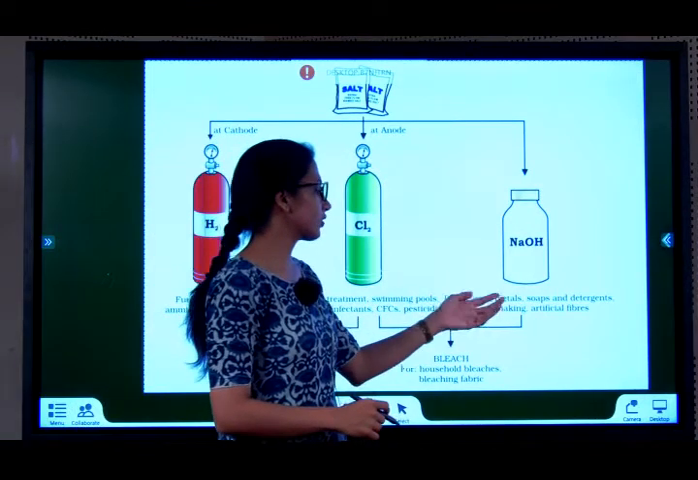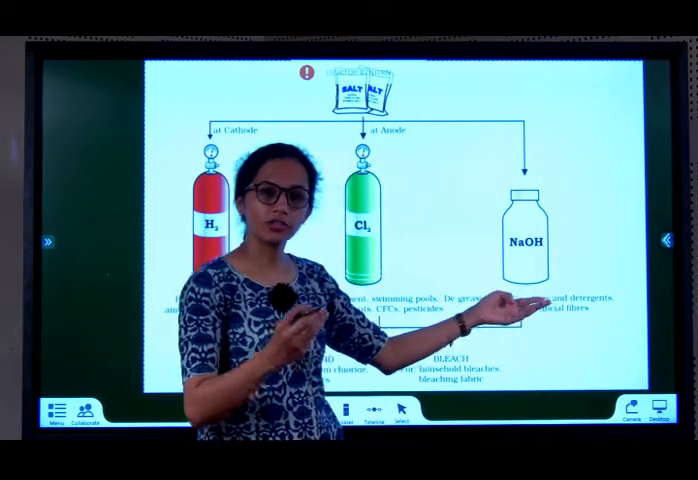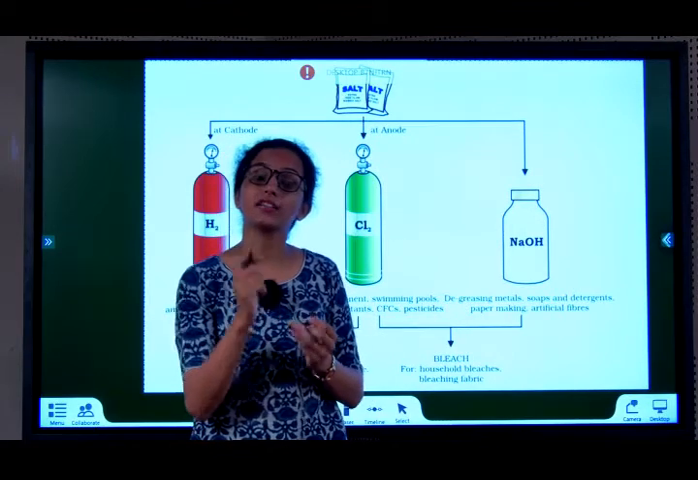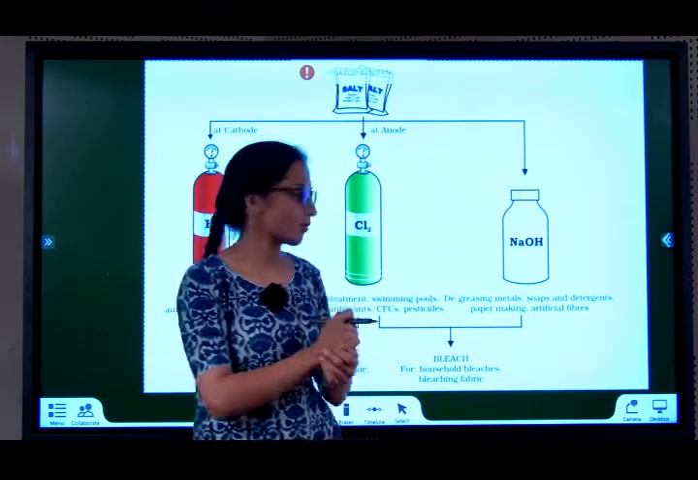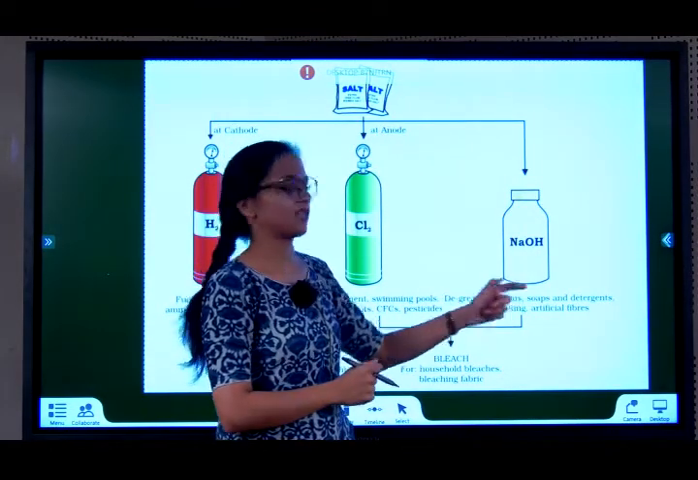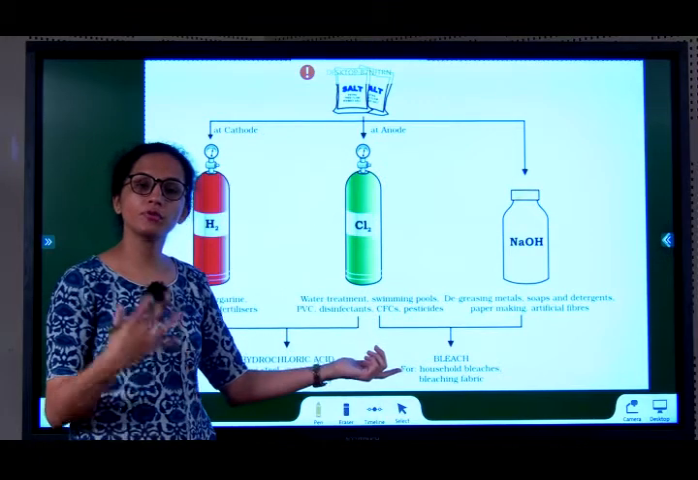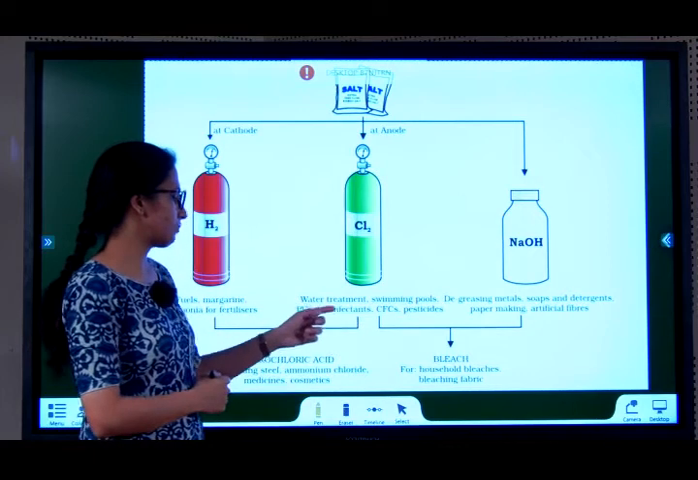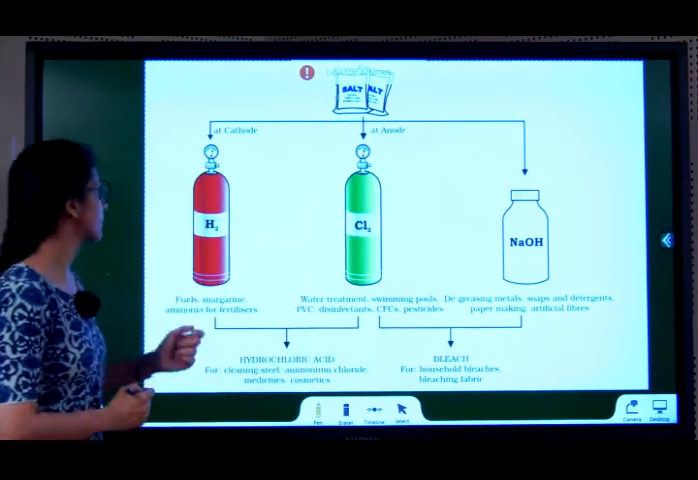NaOH, the caustic soda, is used in degreasing metals, soaps and detergents. Caustic soda is used in detergents. You can see in some of the Dhobi Ghats, even till today, they don't use a direct soap. They use caustic soda to wash their clothes. Paper making, artificial fibers. Chlorine gas, we all know it's used in swimming pools, which is why we say chlorinated water. Water treatment, PVC, disinfectants, pesticides.